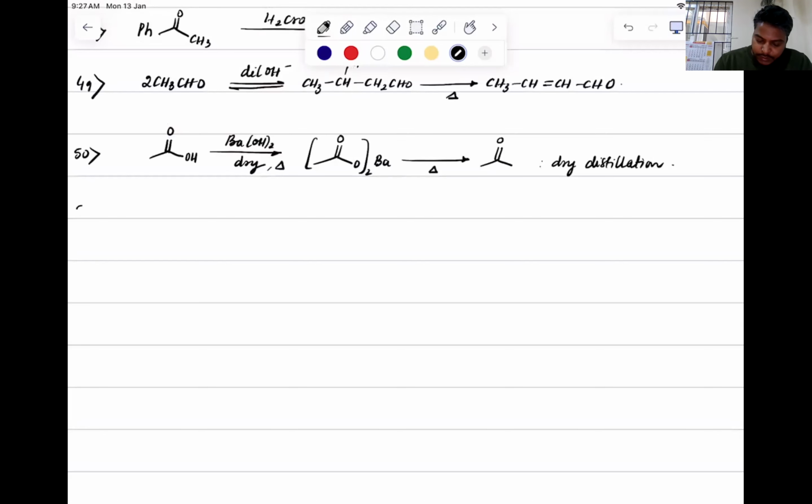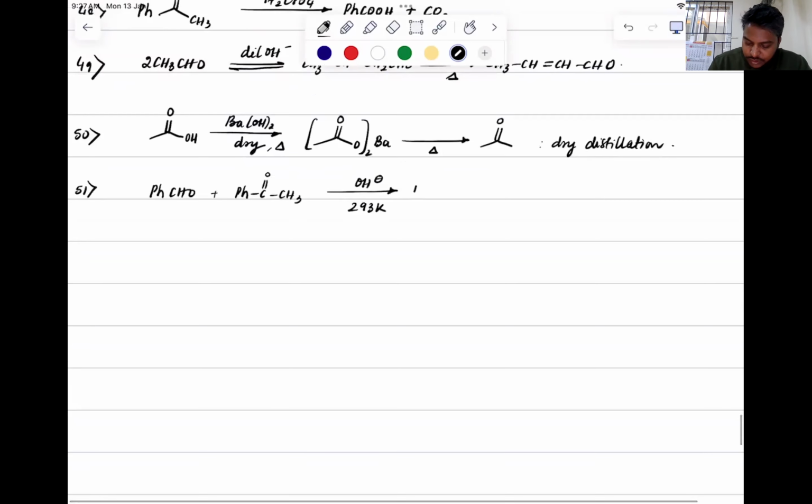Okay. Next, check out this reaction. We have PhCHO and PhC=O CH3. This is also an important question. In the presence of OH- and 293 Kelvin, which was specifically mentioned, it means you make an aldol but without condensation. So PhC=O, this CH2 is connected to OH here, and that is connected to this phenyl here. So this is an aldol only, without condensation.